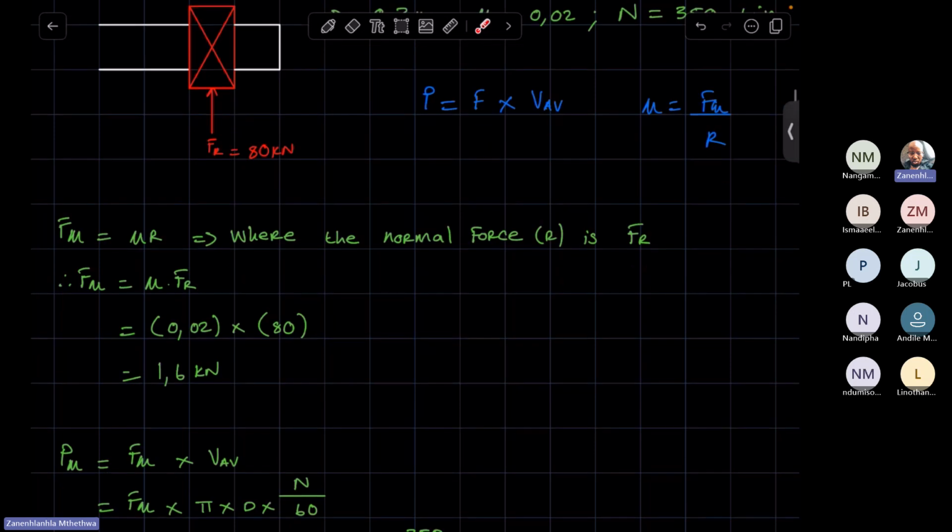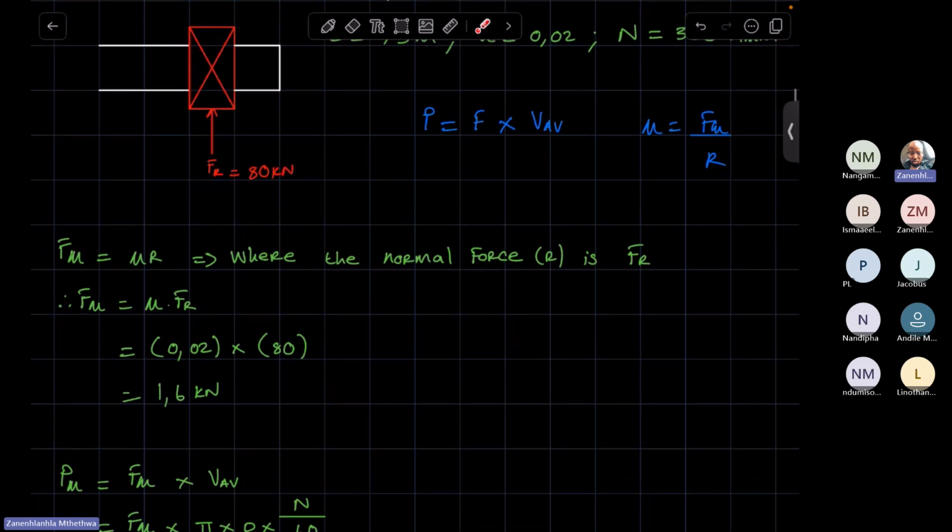Right. Now, this makes things very easy. So remember, the first thing you identified is what you were looking for, which is the power to overcome friction. Because we're looking for power to overcome friction based on what you've been given, we can get the power to overcome friction using force times the average velocity. Now, the force, because this is power to overcome friction, has to be the frictional force, which you've calculated and got 1,600 newtons.